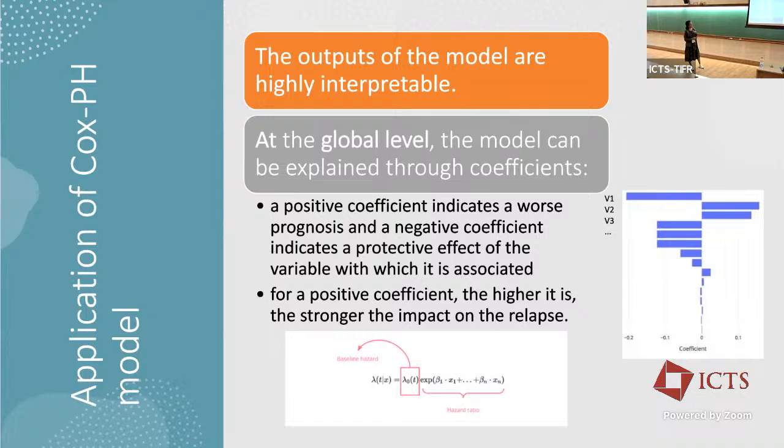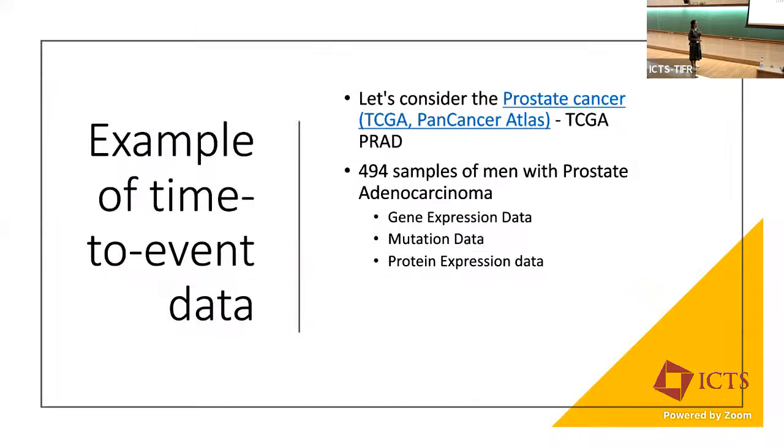And then at the global level, the model can be explained through coefficients for each of the covariates. A positive coefficient indicates a worse prognosis, and a negative coefficient indicates a protective effect of the variable with which it is associated. For a positive coefficient, the higher it is, the stronger the impact on the relapse or the death or whatever.